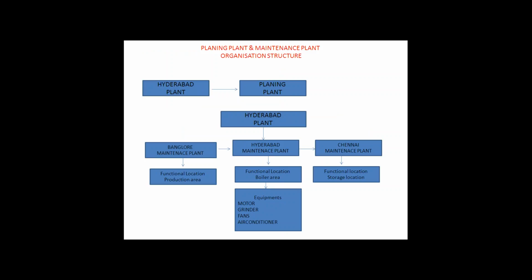Under each plant I identify a location, for example production area in Bangalore plant, functional area, function location, that is boiler area. Then in Hyderabad plant, Chennai maintenance plant, function location, storage location. Now under each location we can identify so many equipments, for example in Hyderabad maintenance plant, in function location boiler area, I have equipments motor, grinder, fans, air conditioning.